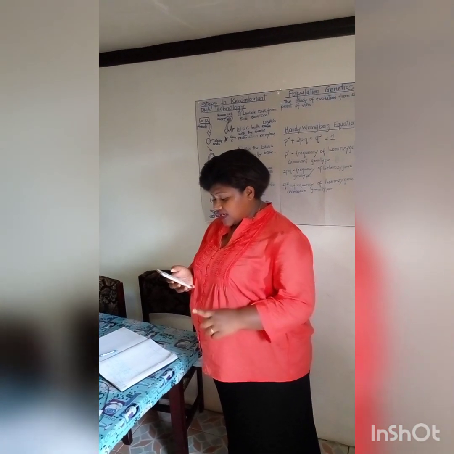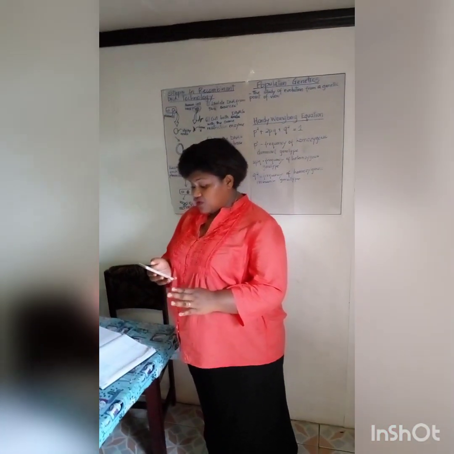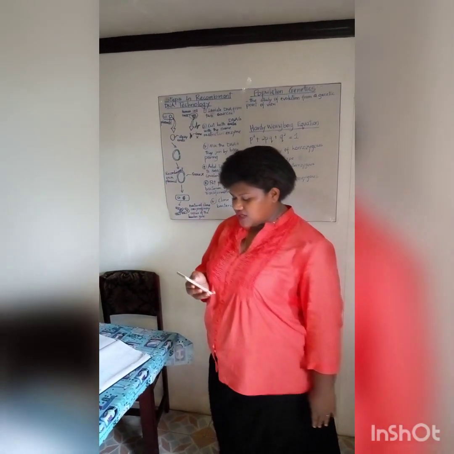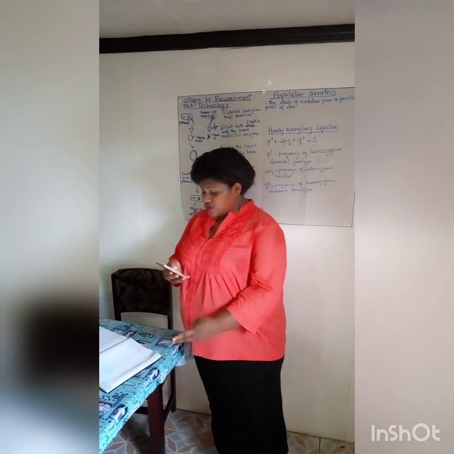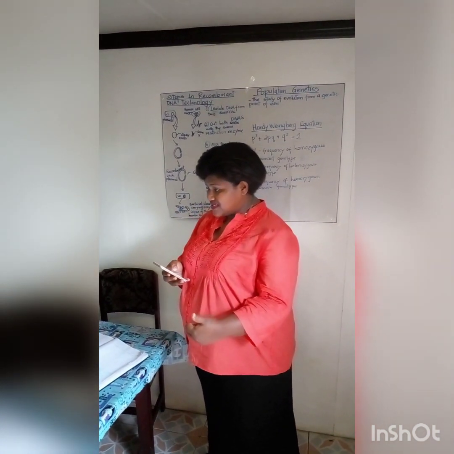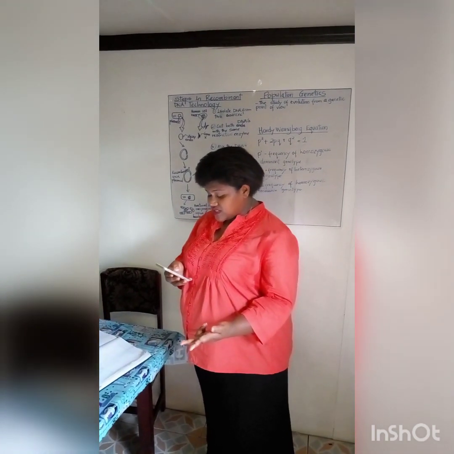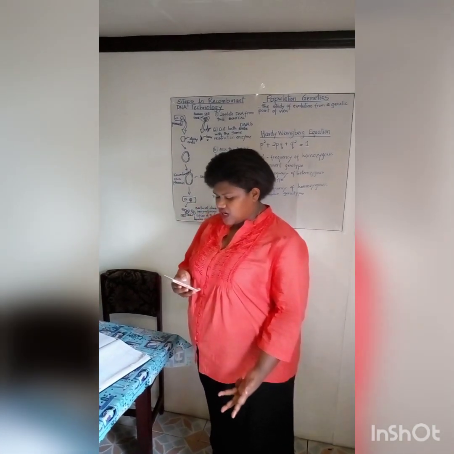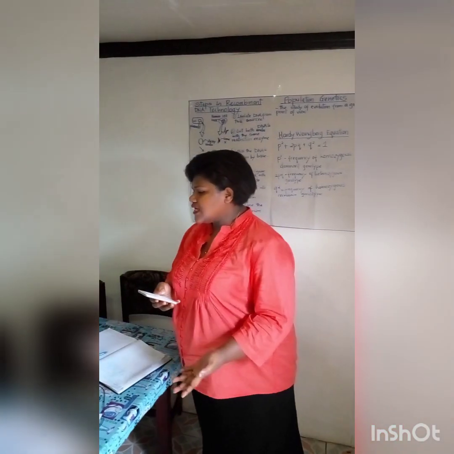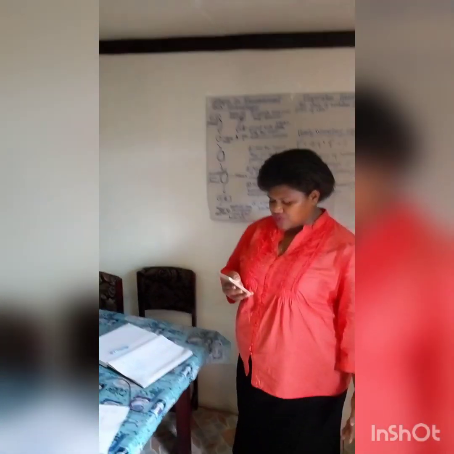The second question is: write 4 advantages of genetically modified organisms. It's a 2 marks question. The first one is insect resistance, high yield, decreased use of pesticides, less deforestation. If you have that answer, mark it right, place 2 marks in that question.